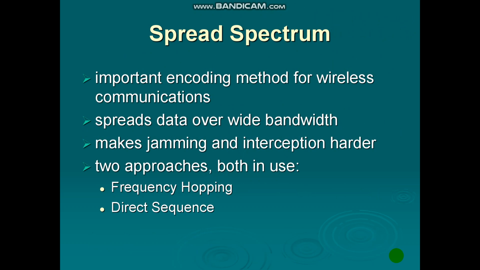So what is spread spectrum? This is a very important encoding method for wireless communications. It spreads data over a wide bandwidth and makes jamming and interception very much harder for an intruder or an external person who is trying to breach the security of the signal sent by the user. There are basically two approaches and both are in use these days. The first one is frequency hopping spread spectrum and the second one is direct sequence spread spectrum.